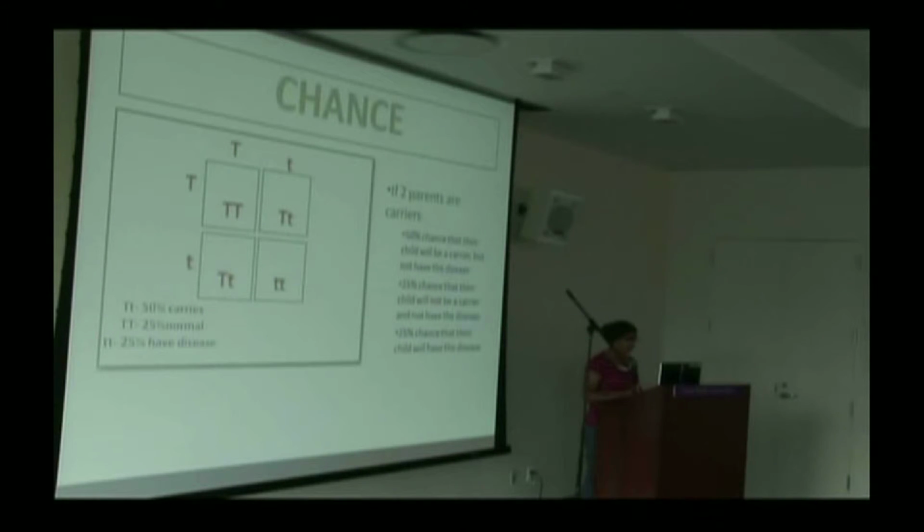Chance. If two parents are carriers, there's a 50% chance that their child will be a carrier but not have the disease. There's a 25% chance that their child will not be a carrier and not have the gene at all. There's a 25% chance that their child will have the disease though.